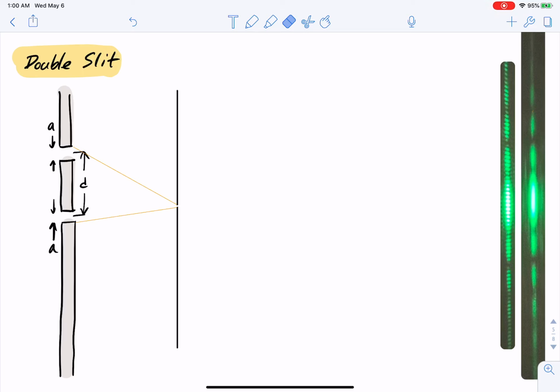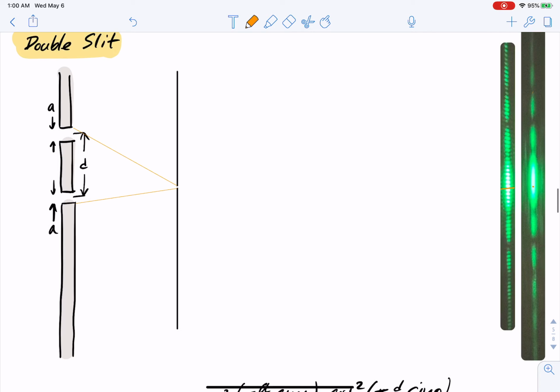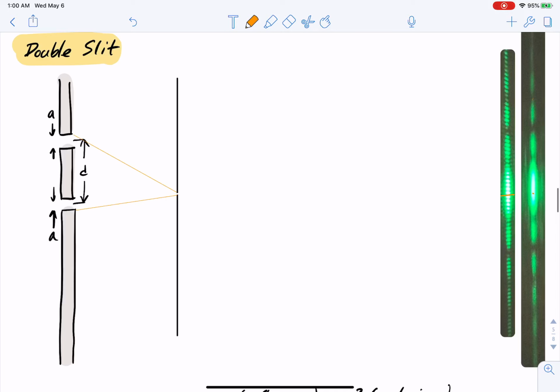All right, now, again, I think the startling thing here is these dark spots here. Why is it that it's dark there? If we open one slit, it would have been bright. If we open the other slit, it would have been bright. So why is it dark now? Okay, and we know why though.